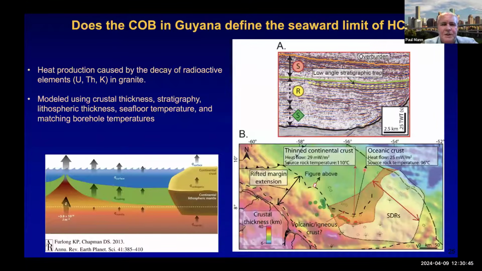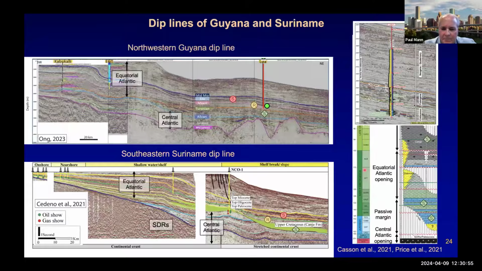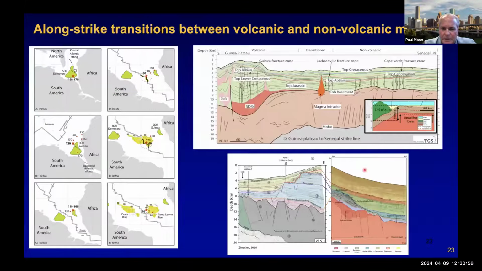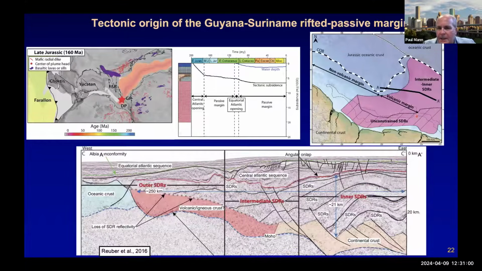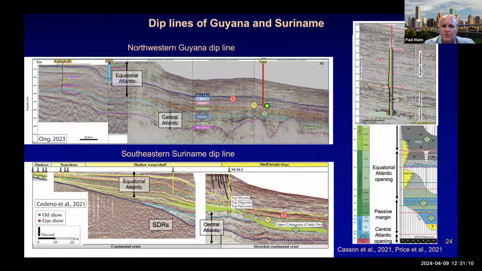Okay, so another question that's important in Guyana is, does the COB determine the seaward limit of petroleum? In other words, if you look at a map like, let me go back, like here, for example, we have the COB. So we know this is ocean crust. This is ocean crust. Do we need to explore out there, or is it too cold?